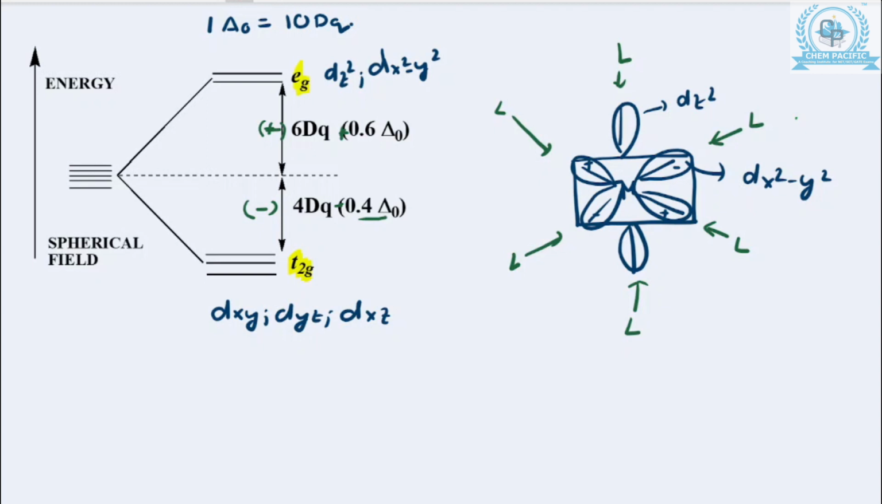what does it mean and why is it given? Look, these T2G orbitals can accommodate a maximum of 6 electrons. So what will the crystal field stabilization energy be? Number of electrons, that is 6, into the energy of T2G, that is minus 0.4 delta 0, which is equal to minus 2.4 delta 0. It means this is exactly 2.4 delta 0 energy below the barycenter.